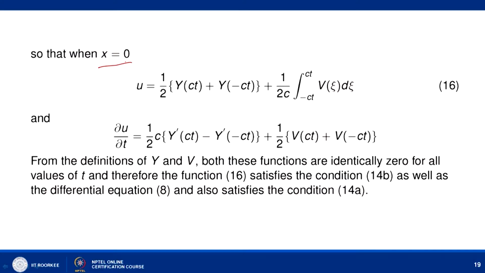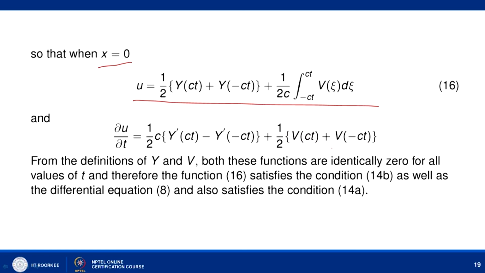So, we need to see whether it will satisfy all the initial and boundary conditions that we have to look at here. So, look at x equal to 0. At x equal to 0, your u(x,t) will be what? u(x,t) equals 1 upon 2 [y(ct) + y(-ct)] plus 1 upon 2c integral from -ct to ct of v(ξ) dξ, and ∂u/∂t you can calculate: 1/2 c [y'(ct) - y'(-ct)] plus 1/2 [v(ct) + v(-ct)].